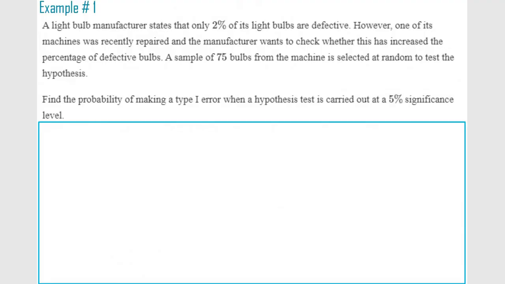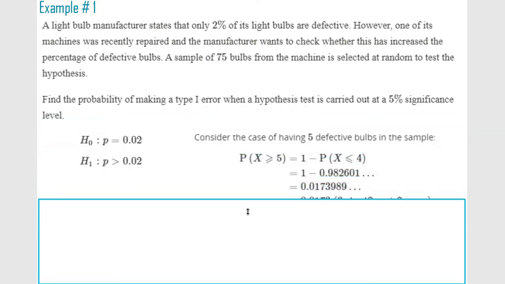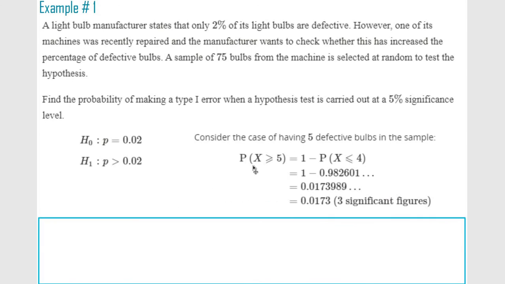So with a type 1 error, going back to our light bulb problem, remember that we found that the critical value was 5. So we need to remember that, along with our null hypothesis and our alternative hypothesis. Considering the case of 5 defective light bulbs, what's the probability of getting more than 5 defective light bulbs, because that would have caused a problem if I had found more than 5.